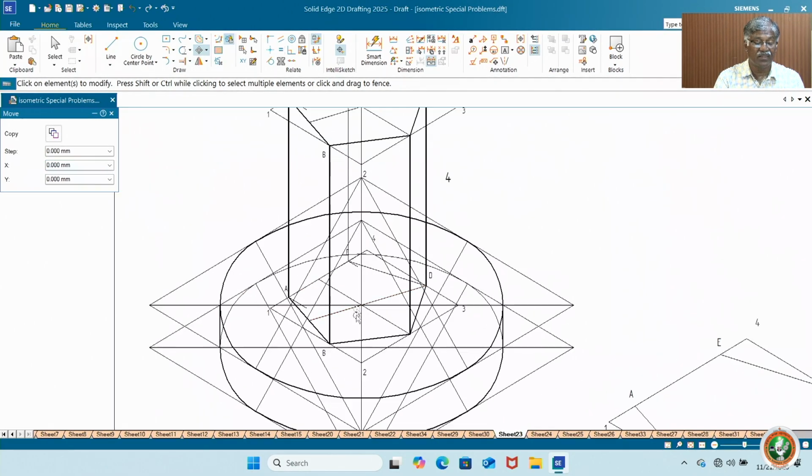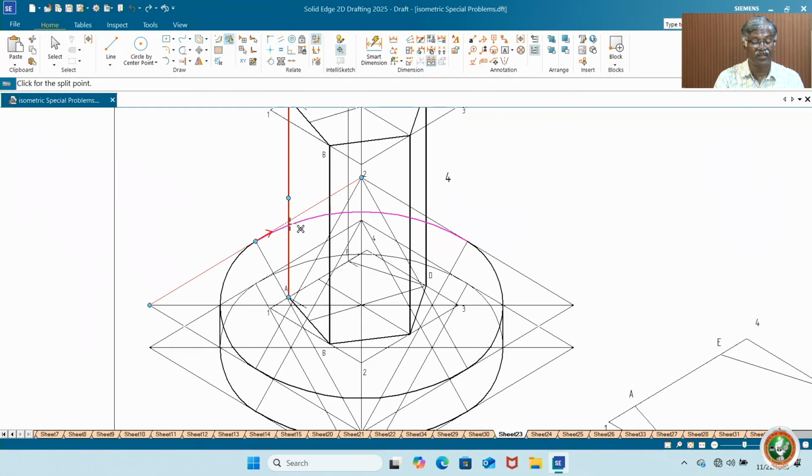Now see that this portion is a thin line because it's not visible. So the procedure is split. You must clearly understand how to use split, because you use it a number of times in combinations of solids, particularly the isometric. So this becomes a different entity. Let us see how it is not there.